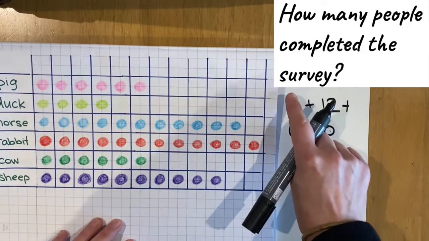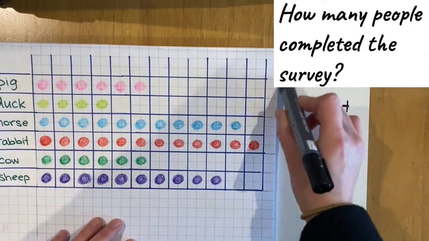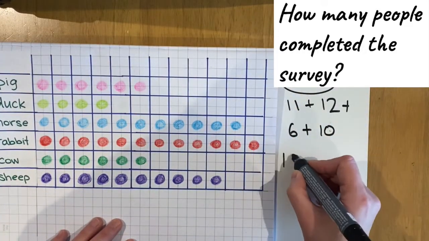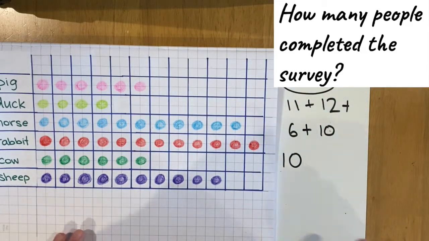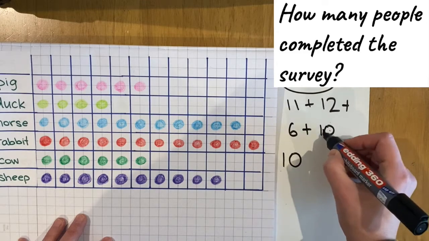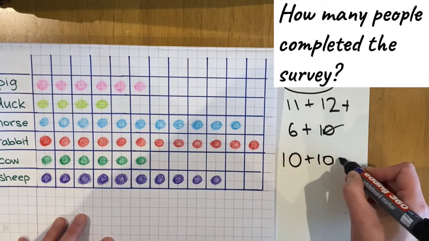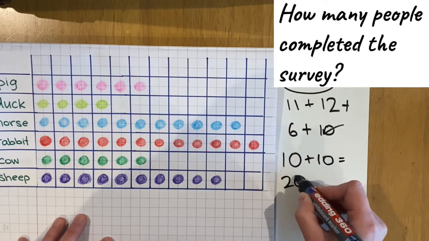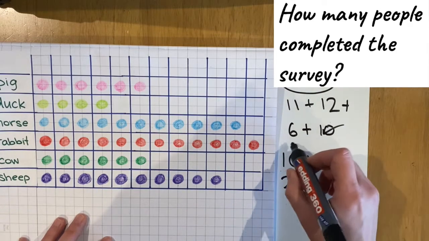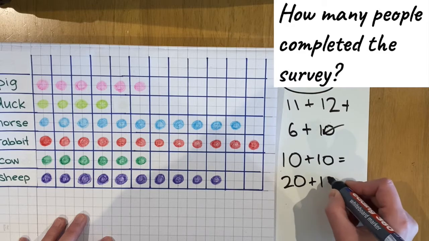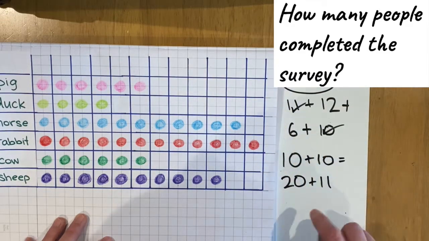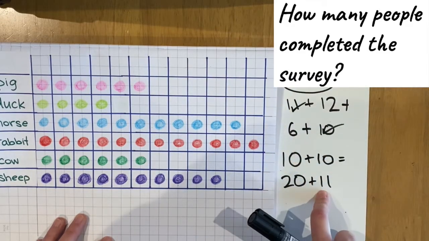I'm going to look at the numbers I've got. 6 and 4, that makes 10. Use your bonds to 10 knowledge. So we've added up those numbers already. Add another 10. That is 20. We can add that 11. So 20 plus 11. So 20 plus 10 is 30. Add the 1.